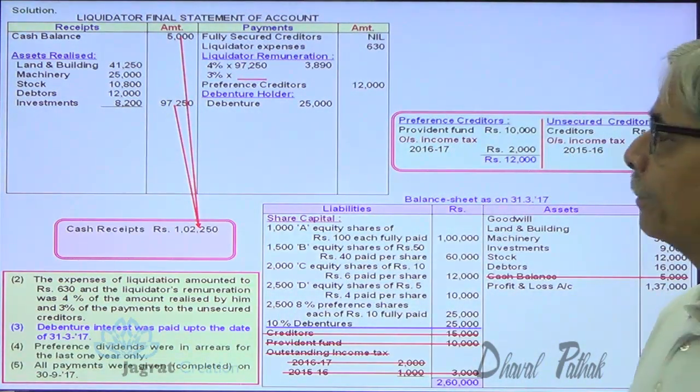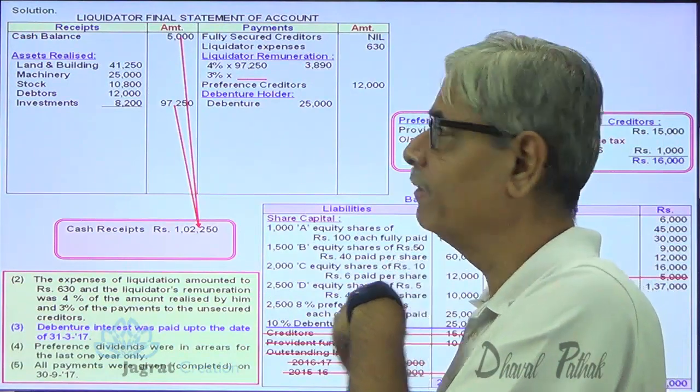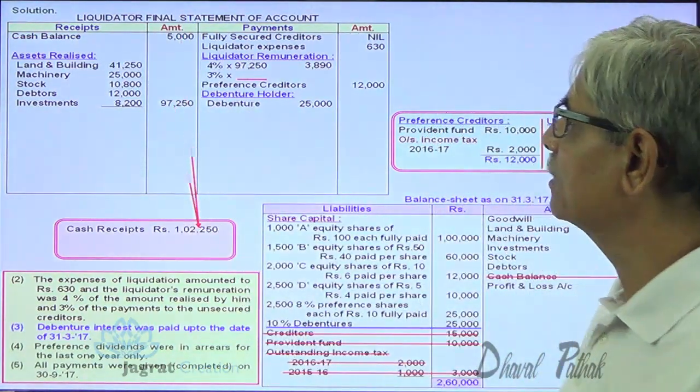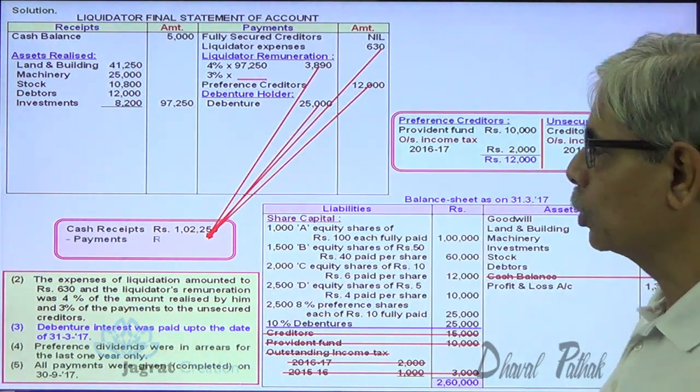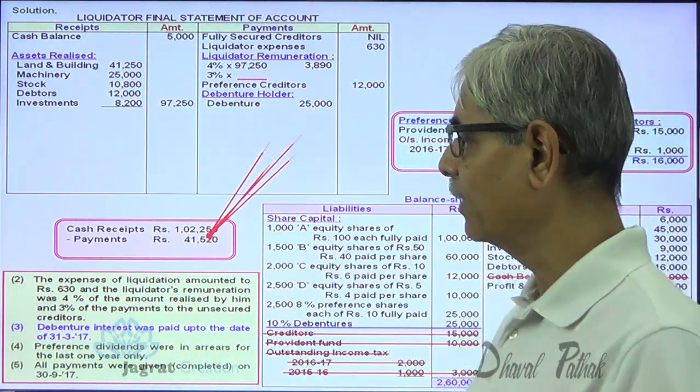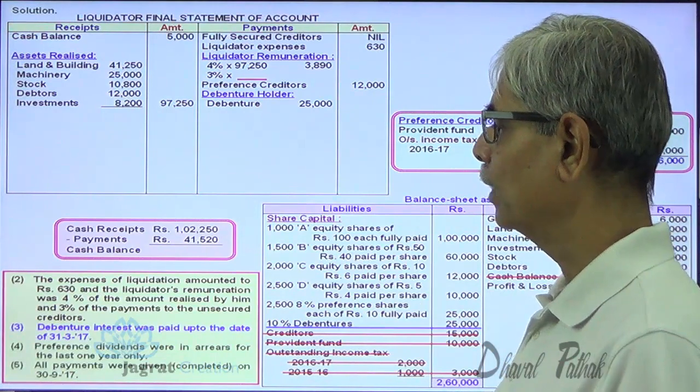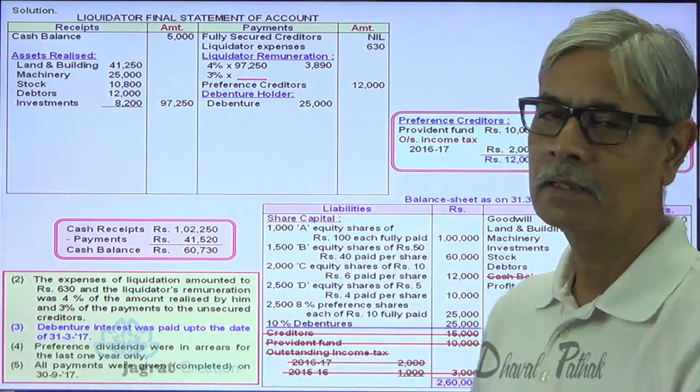So let me find out the cash balance available with me. This is the total receipts. So far 1, 2, 3, 4 payments are made. Its total works out to be 41,520. Cash balance with me is 60,730.